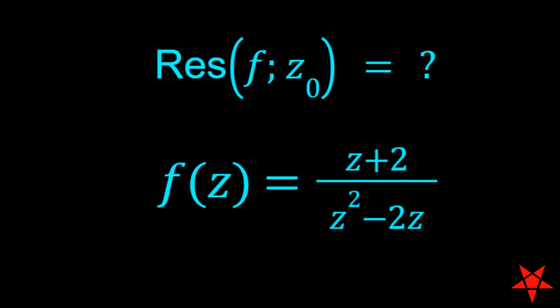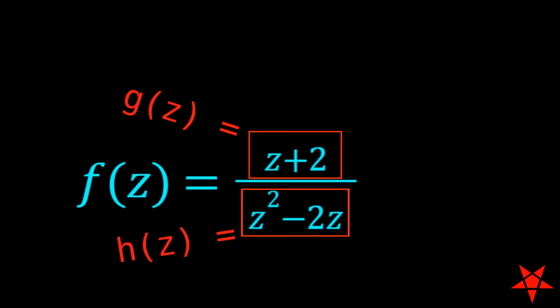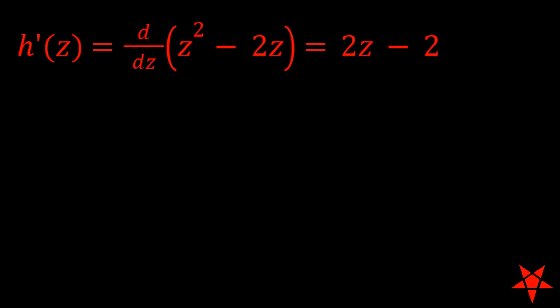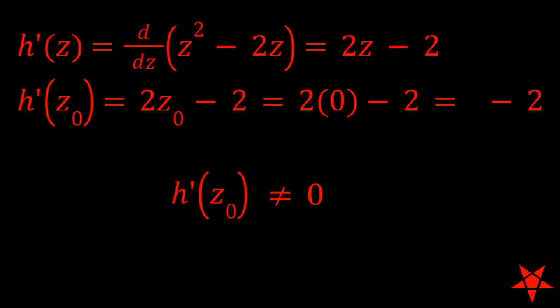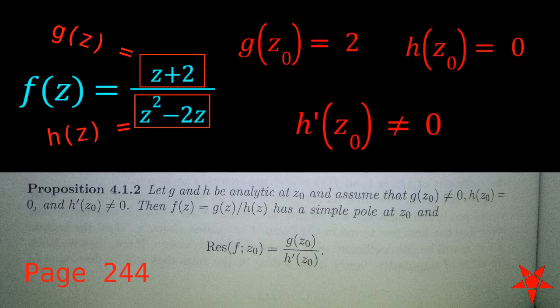Part C. Here we seek the residue of z plus 2 over z squared minus 2z at z naught equal to 0. If we break f of z into g of z and h of z, as we did for part B, then we see that both g and h are analytic at z naught. If we take the derivative of h of z and evaluate it at z naught, then we see that it is non-zero and that f of z meets the requirements for proposition 412, which we used in part B.